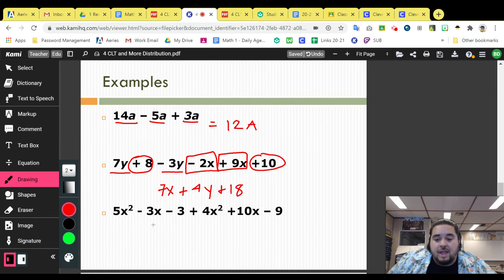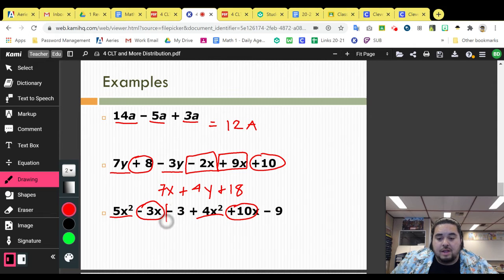Last one, we have x's, but we have 2 versions. We have x squared and we have x to the first power, and then we have our constant terms. So again, I'm going to go through, I'm going to underline all the things that look like x squared. I'm going to circle all the things that look like x. And then I'm going to put a box around my constant terms.